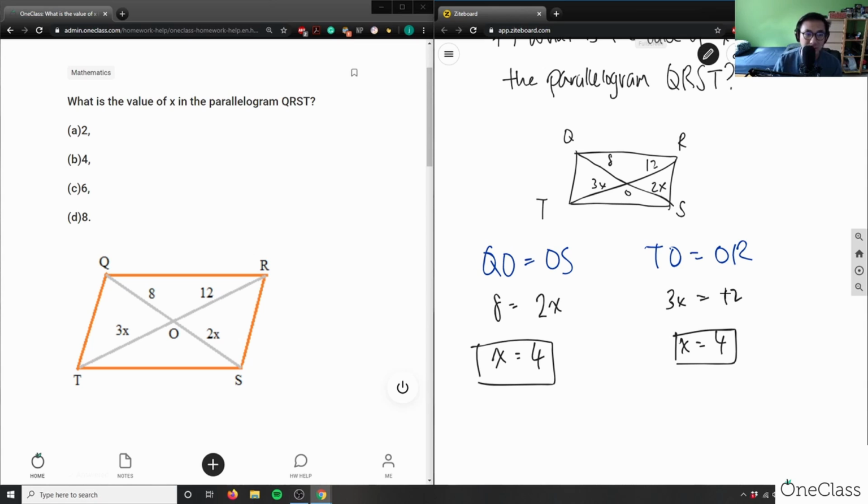B here is our correct answer, because I know that these lengths have to be equal for me to have a parallelogram. Remember, with the bisecting lines, the length from one corner to the middle, or the center of the parallelogram, has to equal the length from the middle point to the other corner as well. So using that property of a parallelogram, I was able to solve for x here.